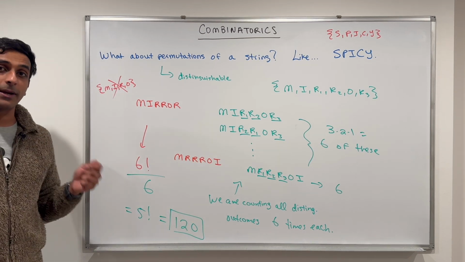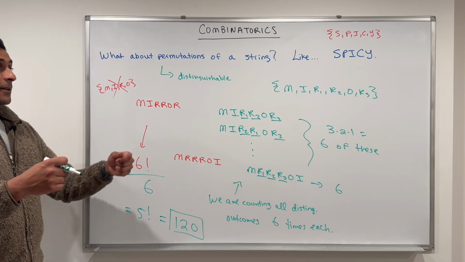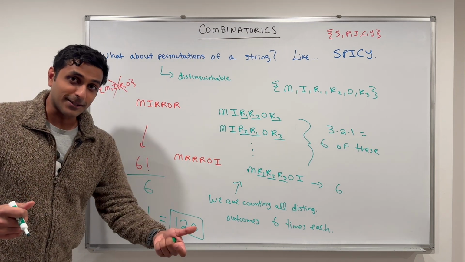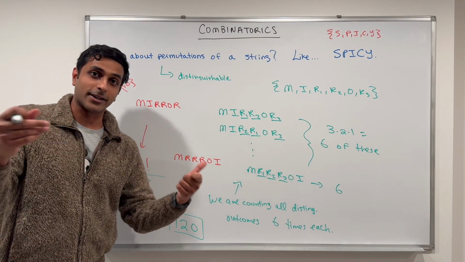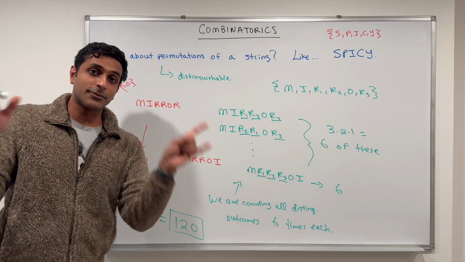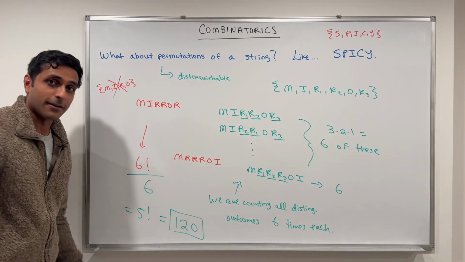This is a very common method that you should do, which is you can count something incorrectly and then think about, well, how many times am I actually counting each of the things that I want to count? And if it's the same number for all of your outcomes, you can just divide by that number.